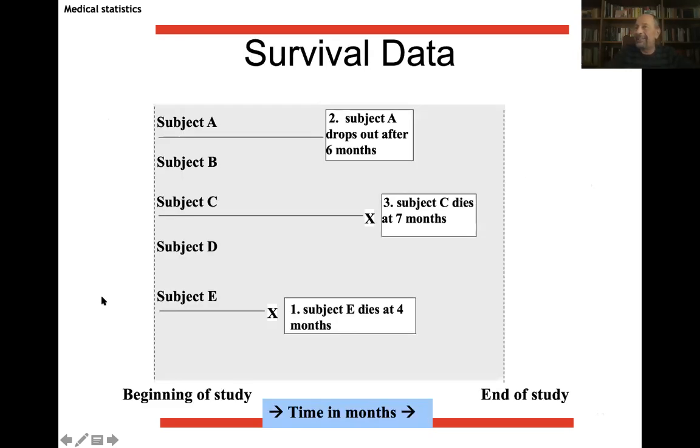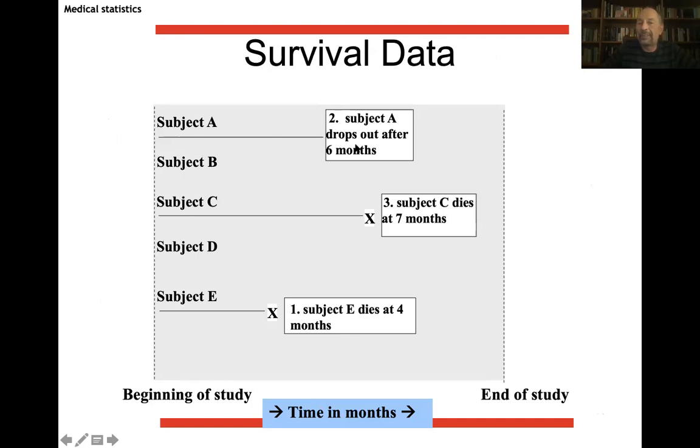As I say, this is easier than it looks. I will show you some examples in a few slides. These are easy examples. You see, this is the beginning of the study. For example, randomized clinical trials for vaccination using Pfizer BioNTech vaccine. Then you have five subjects.